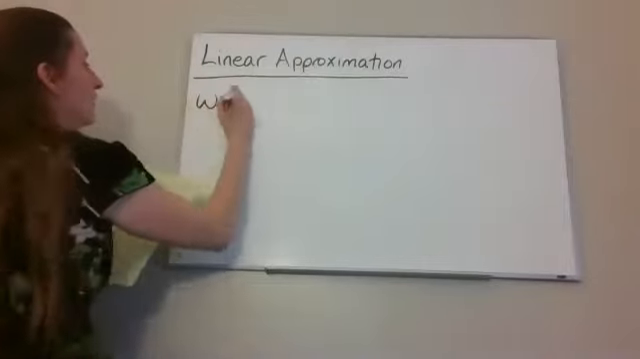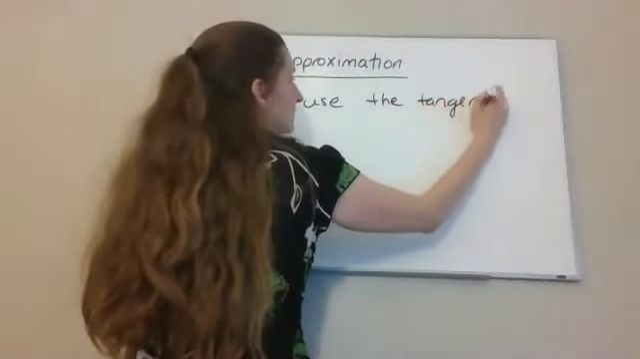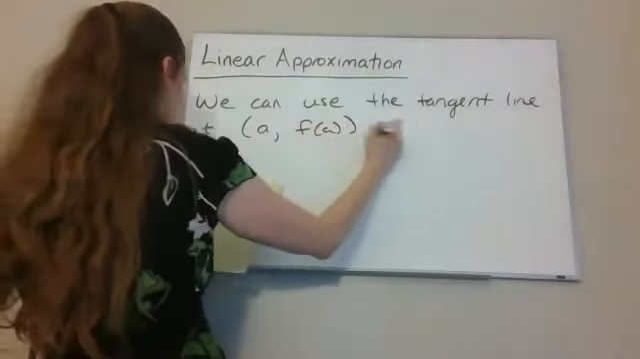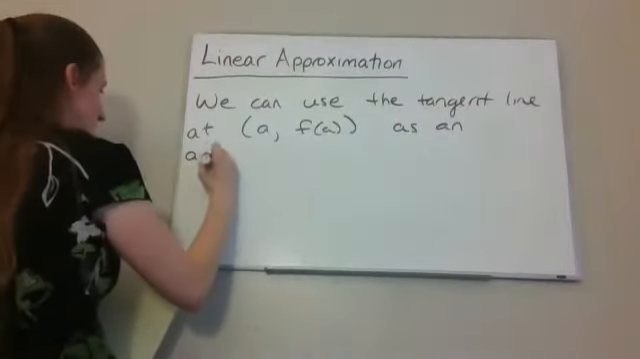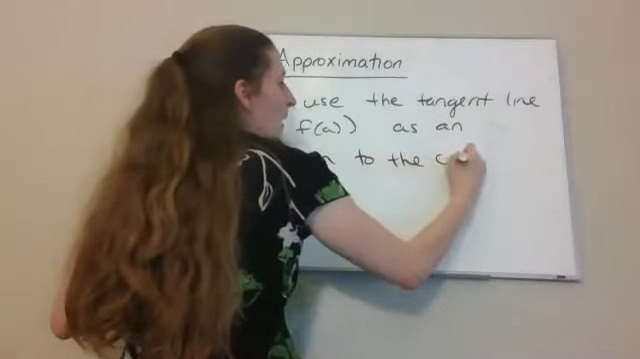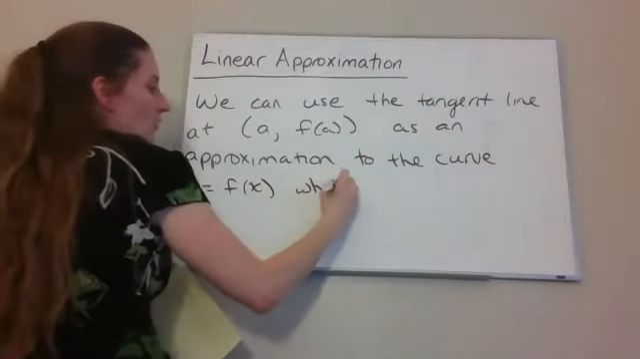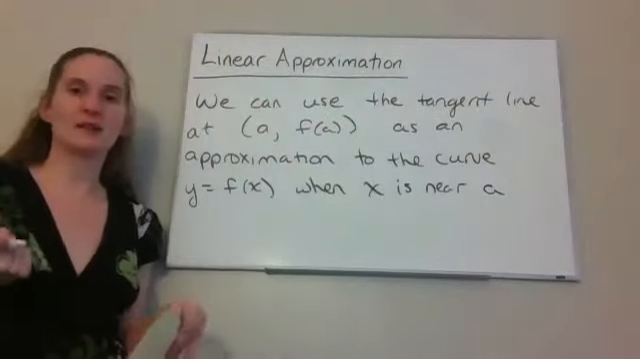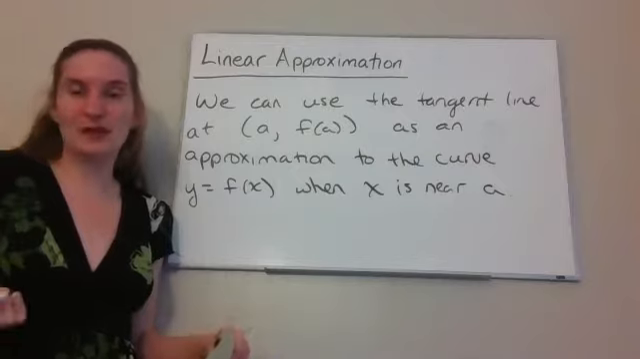So, in other words, we can use the tangent line at the point A, f of A, as an approximation to the curve y equals f of x when x is near A. Now, this is only a good approximation for values that are really, really close to A. The further you get away from A, the worse the approximation is going to be.